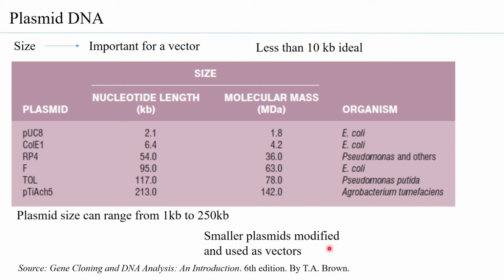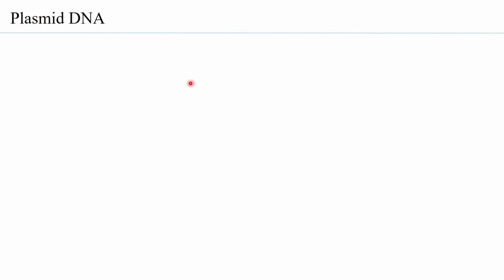Smaller plasmids can be modified and used as vectors more easily than larger plasmids, but larger plasmids may be adapted for very specific uses. So therefore, smaller plasmids are good candidates to be used as a vector. Another important aspect about plasmid DNA that makes it suitable to function as a vector is its ability to have different copy numbers.